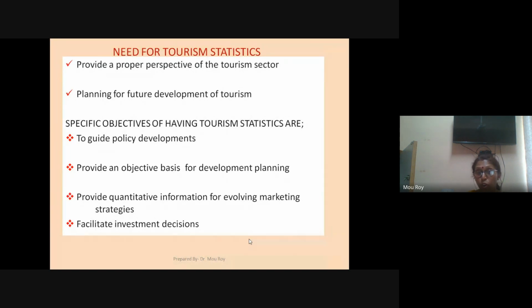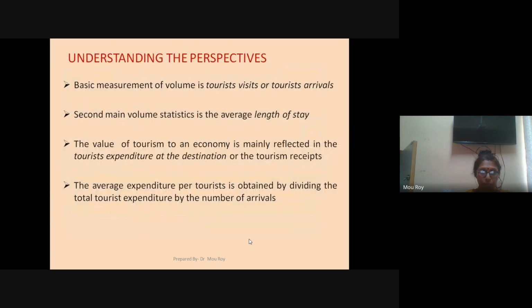Then you provide an objective, because for each and every thing, why are you studying tourism? There is an objective behind that. So they provide you the objective, then they provide you quantitative information so that you can prepare the marketing strategies, then facilitate plans, then investment decisions that are being decided, and also you can plan for the future development of tourism.